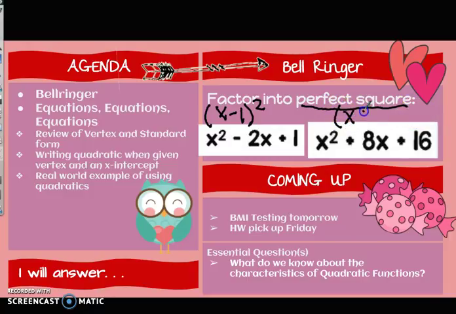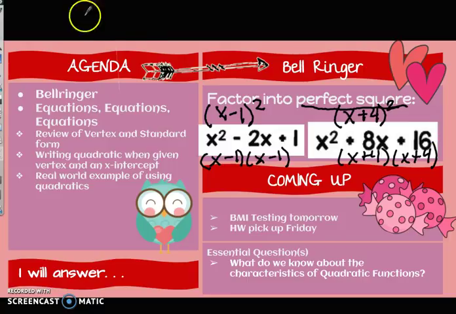And what's another way I can write x squared plus 8x plus 16? Perfect. So, couldn't I also write this as x minus 1 times x minus 1 and x plus 4 times x plus 4? Isn't that the same thing?